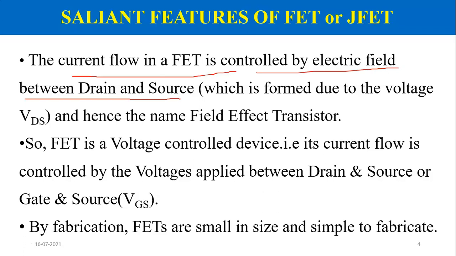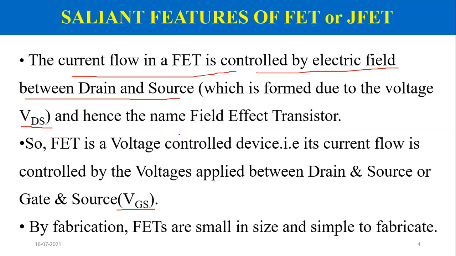That means the current flow is controlled by the voltage applied between either drain and source, which is called VDS, or gate and source, which is called VGS. That's why, as the current is controlled by the electric field existing between the drain and the source, it is popularly known as field effect transistor. That is one of the most important things related to FET.